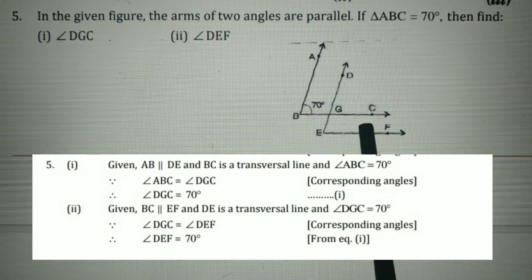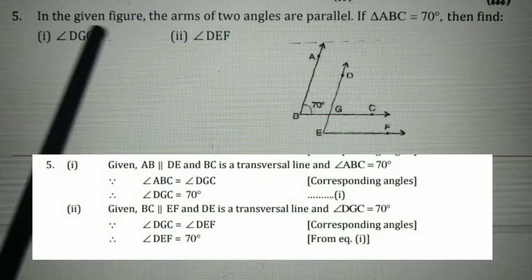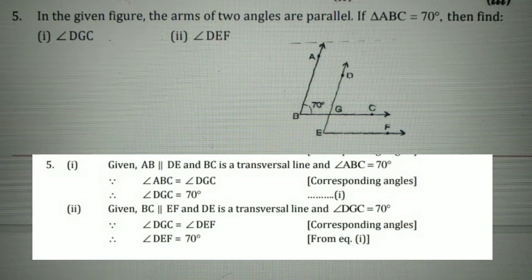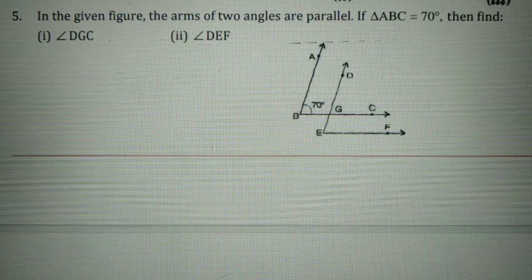Next is the angle DEF. Now angle DEF, alright, this angle. Now you can see these two lines are parallel and this acts as a transversal line. Then these are the corresponding angles. Angle G and angle E are the corresponding angles. That's why the value of angle E is also 70 degrees.